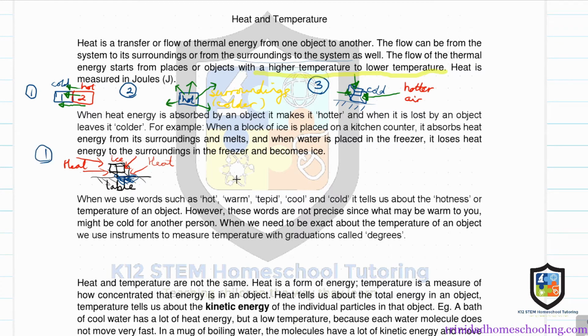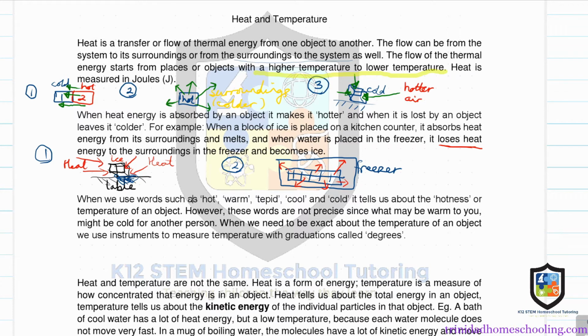That's the scenario here. And then the second scenario here is when the water is placed in the freezer. So you have your freezer, and you fill your ice tray with water. What is happening here is that heat would be lost. It will lose heat to the surroundings in the freezer, and the water will turn to ice. Okay, so the heat will come out of the water.